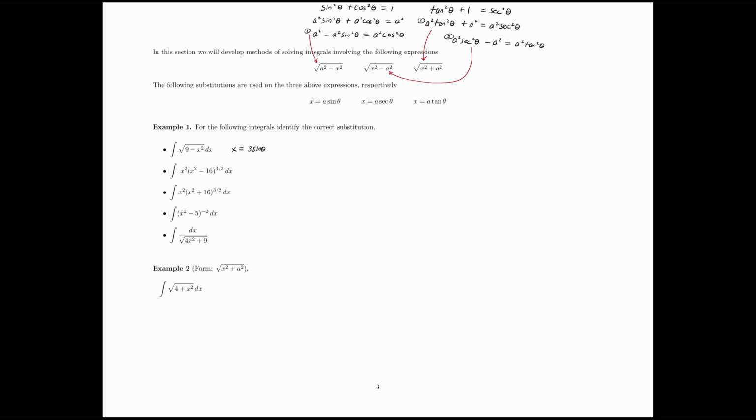Okay, so x equals 3 sine theta. And you can see what will happen here is that the inside of the square root becomes 9 minus 9 sine squared theta, and then the Pythagorean identity makes this 9 cosine squared theta. So that's what we get. We get a perfect square.